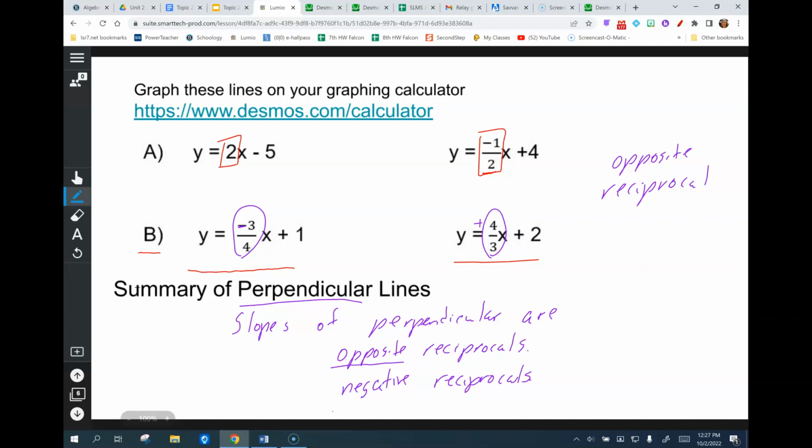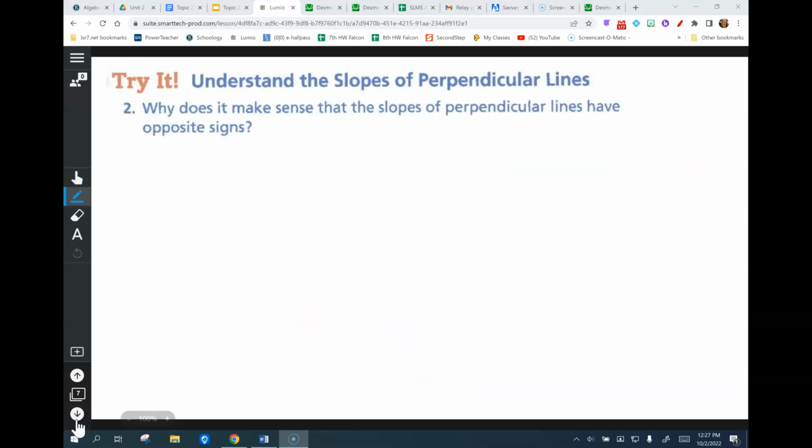So notice here, I had a positive 2. Here I had a negative 1/2. Good. Let's use that now. I like this question. Why does it make sense that the slopes of perpendicular lines have opposite signs? It's because they're going in opposite directions. If I have a line here and a line here, see how this one has a negative slope and this one has a positive slope. So that might help you too. See that they're going to go in opposite directions.